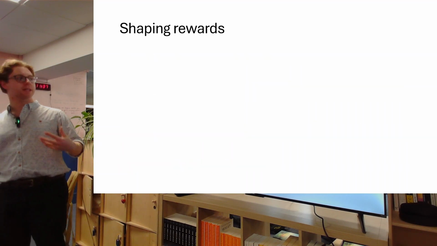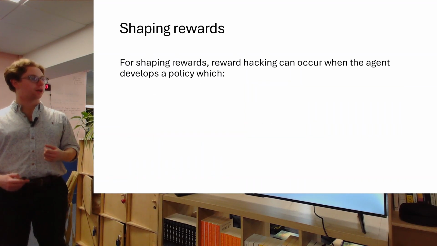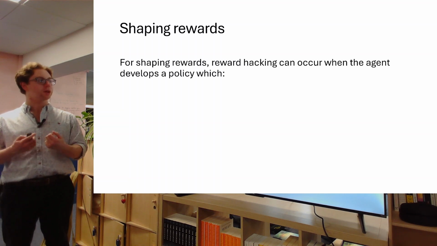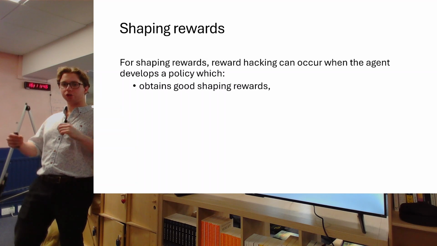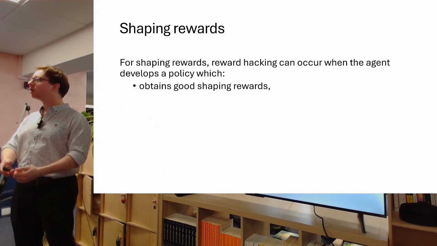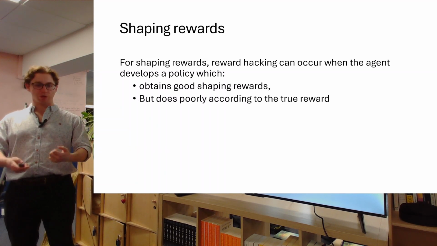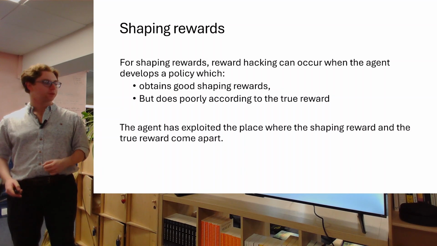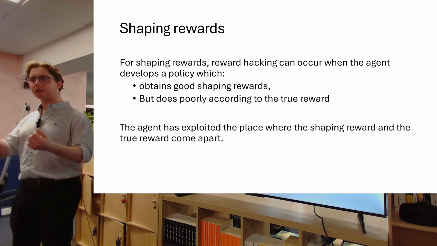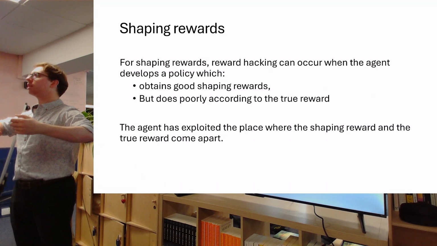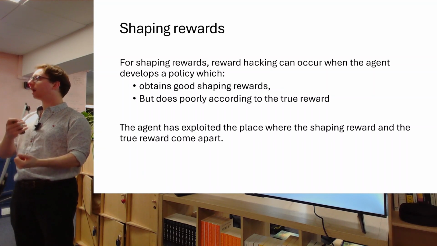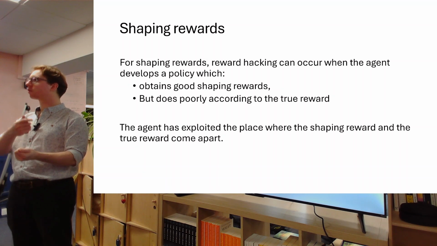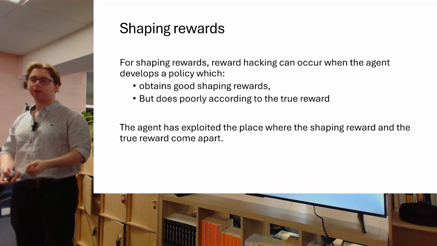So we're going to see now, for shaping rewards, reward hacking can occur when the agent develops a policy which obtains a good shaping reward, but does poorly according to the true reward that we actually care about. And in this case, we can think about it as the agent exploiting the places where the true reward and the shaping reward, the proxy reward that we're using, come apart from one another.